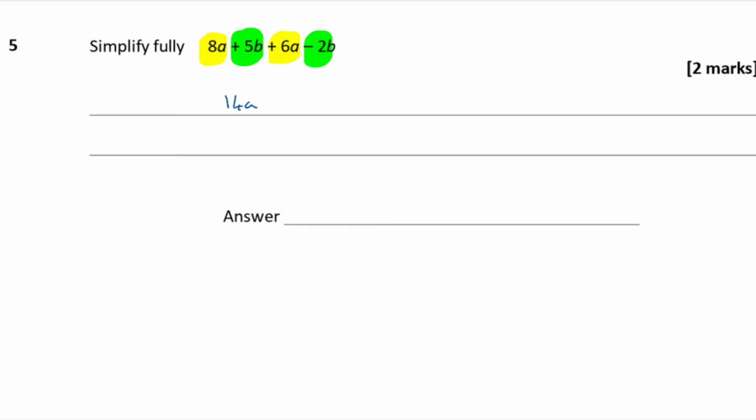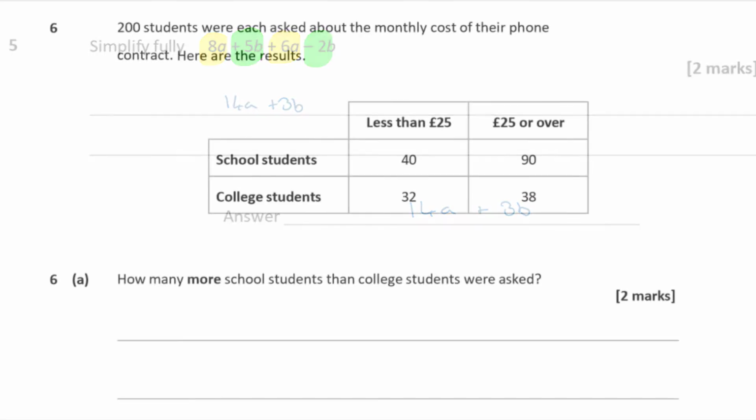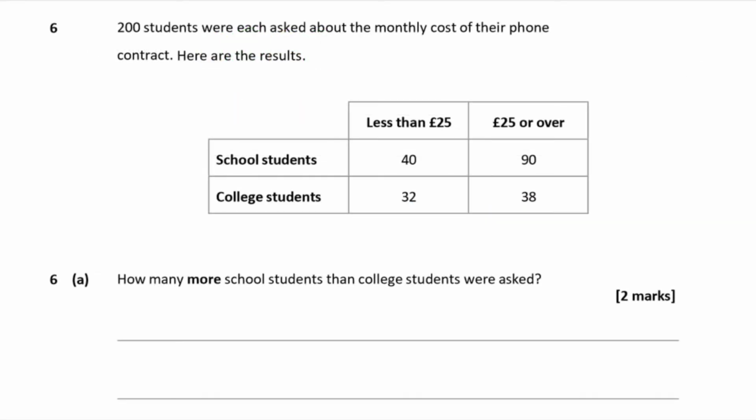Okay, so 5b minus 2b, that's 3b, so 14a plus 3b is my answer. 14a plus 3b. Question 6. 200 students were each asked about the monthly cost of their phone contract. Here are the results. So school students, 40 of them had contracts less than £25, 90 had contracts over £25. With college students, it was 32 had contracts less than £25 and 38 had contracts more than £25.